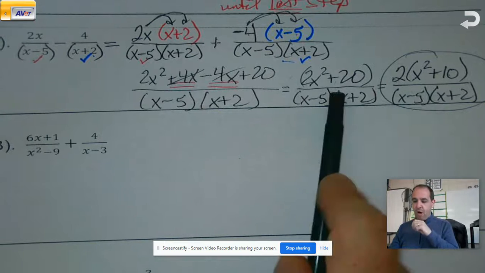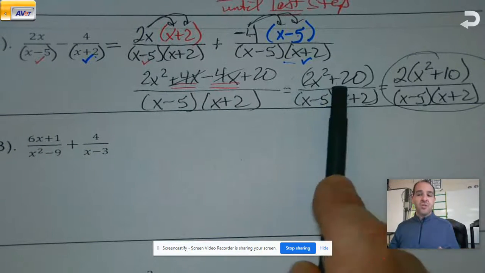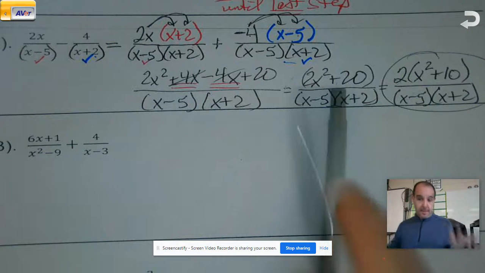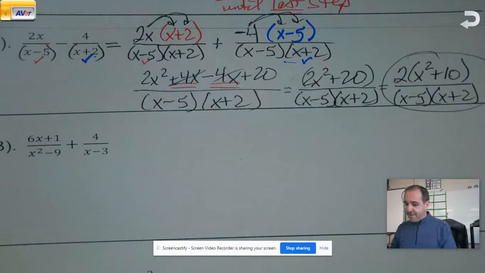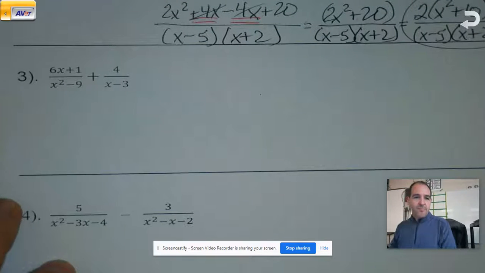Now, technically, again, is it wrong? If this was a Delta Math question, you put this and they marked it wrong and you sent me a screenshot, would I give you some credit for this? Yes. Hopefully that takes care of things for you. Okay, let's keep trucking along here.